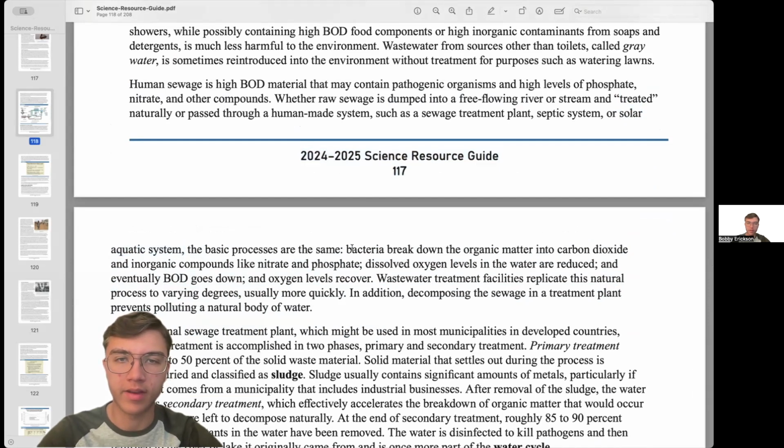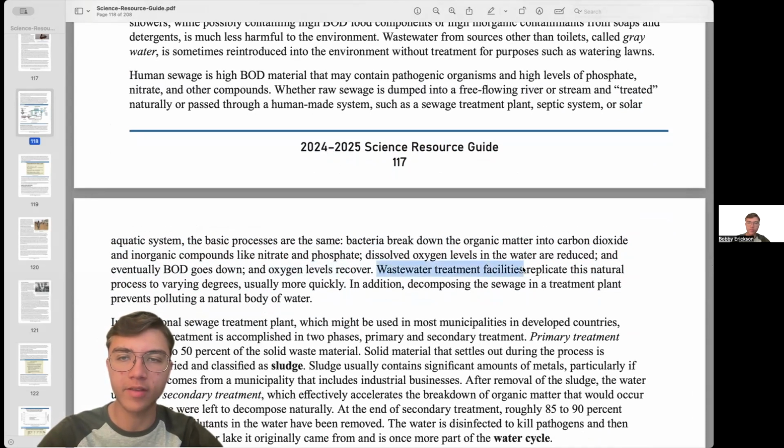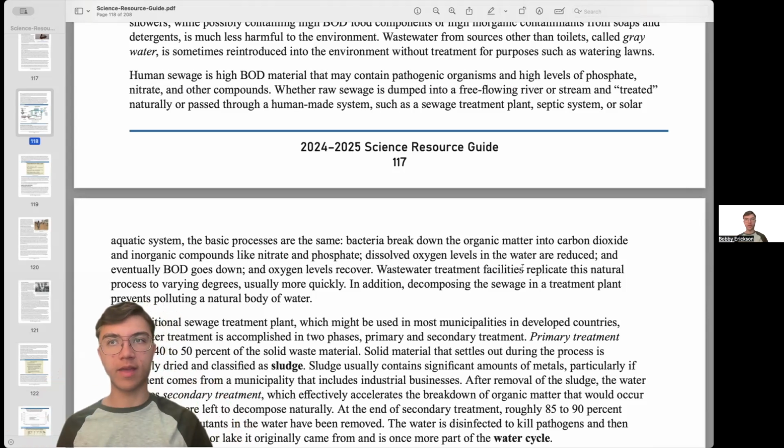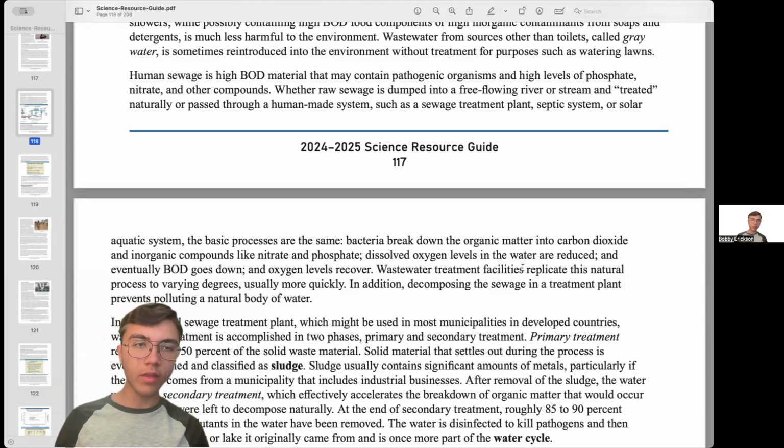So the basic idea is the same. Bacteria breaks down the organic matter into carbon dioxide and inorganic compounds like nitrate and phosphate. Then the dissolved oxygen levels of the water are reduced, and eventually BOD goes down. Then the oxygen levels recover. So wastewater treatment facilities use this natural process of bacteria breaking it down into carbon dioxide and inorganic compounds. Then the dissolved oxygen levels reduce because of that biochemical oxygen demand. But then the BOD goes down.